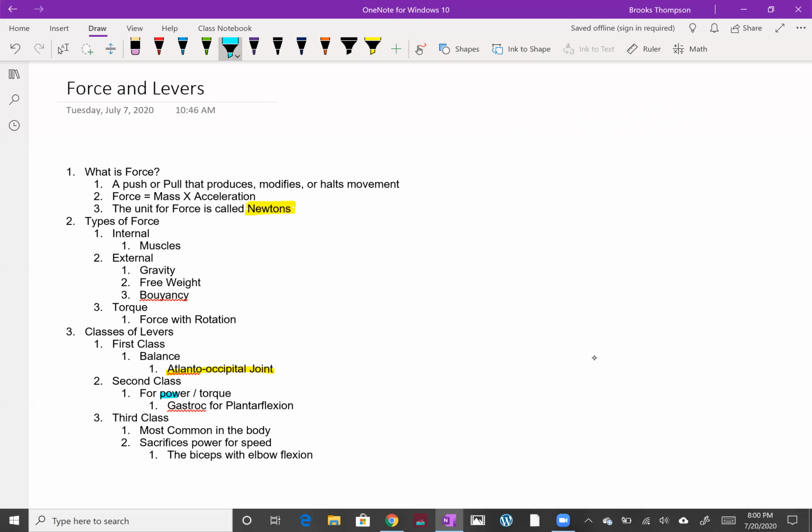The key for this is it generates power and torque. Now, they all have torque, but the second class lever specifically is designed to maximize torque. So the example in the body is the gastroc. So let's say you raise up on your toes. So you do a heel raise.